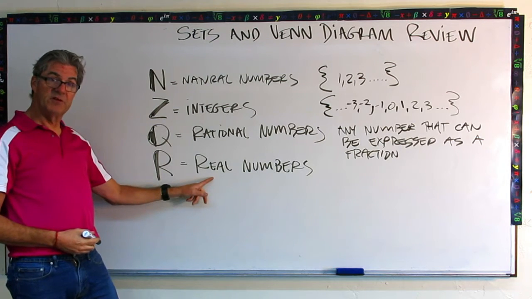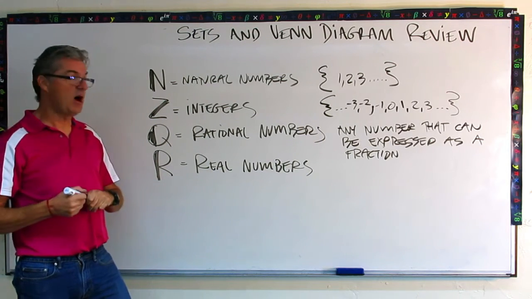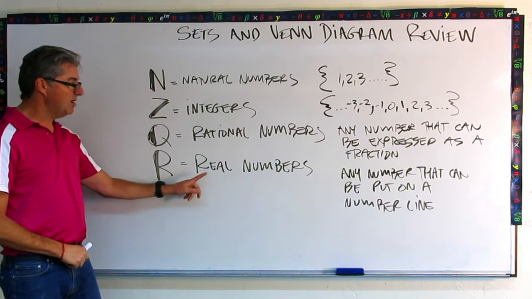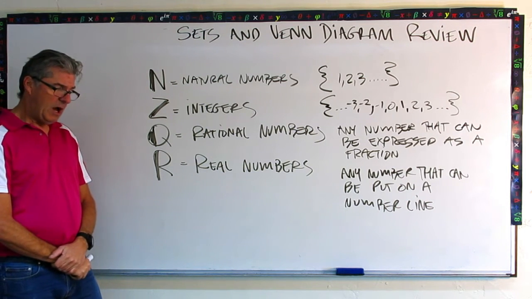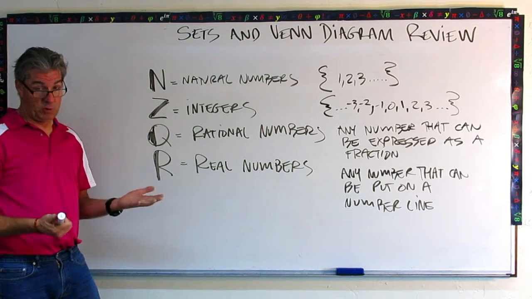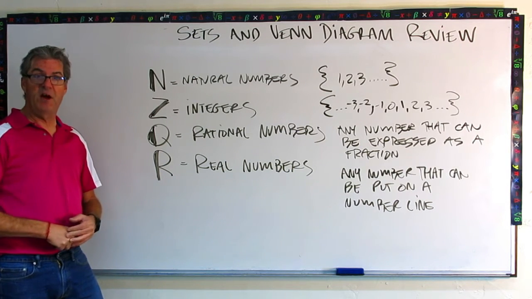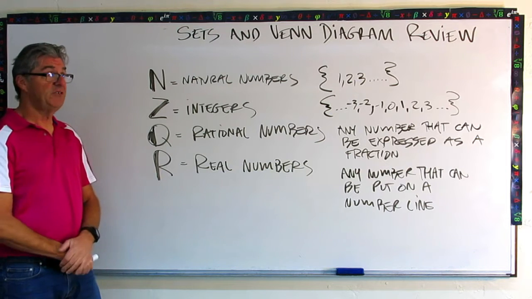Now, the real numbers are any number that can be put on a number line. Okay, so let's talk about what that means, any number that can be on a number line. So how about 7? Of course. How about 7.5? Sure, we can put that on a number line all day long.